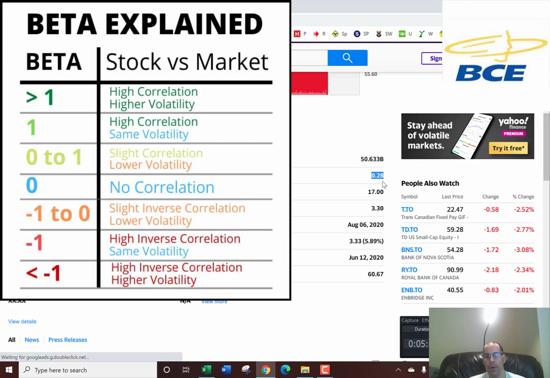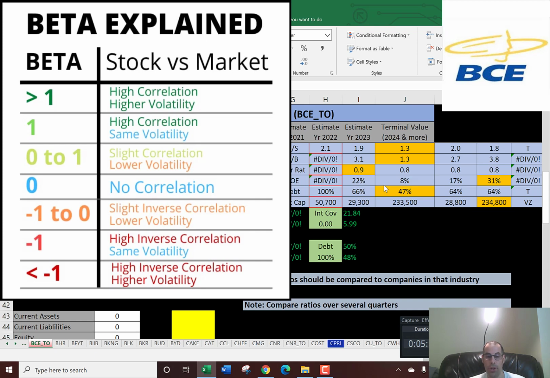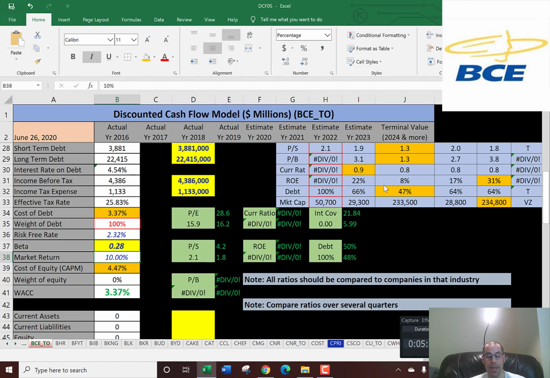And they have a beta of 0.28, so the stock is not volatile. It doesn't move much relative to the market. It moves actually a quarter of what the market moves. So if the market went up 4%, which is a lot, this stock would only go up 1%.